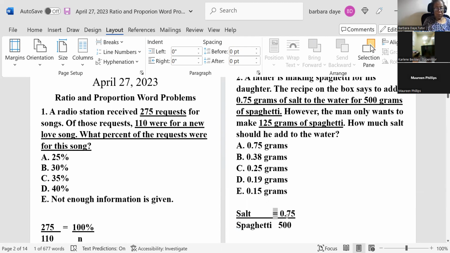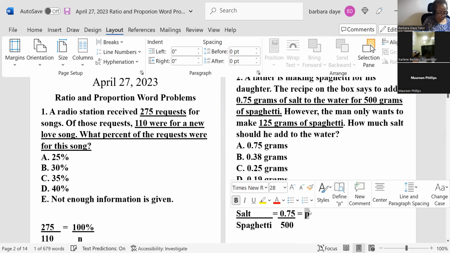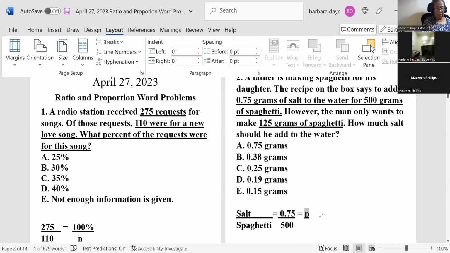Okay, now this is the ratio of what? Salt over spaghetti, right? I will put P equal to, and you're looking for how much salt he should add to the water. So you're calling that variable P. P, okay. And that would be over what, Maureen? 125. Very good. You got your setup correct. Now solve for P. You go ahead and finish it.